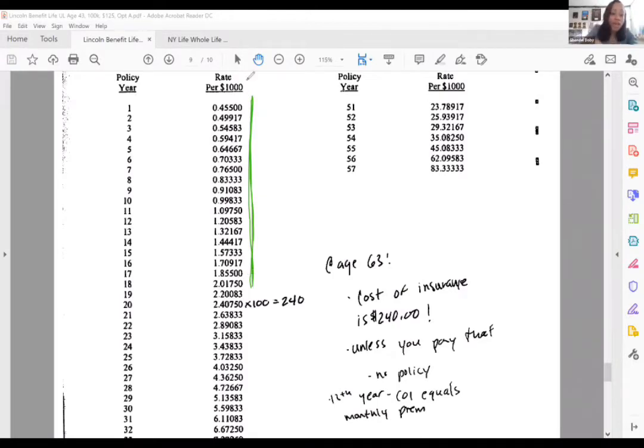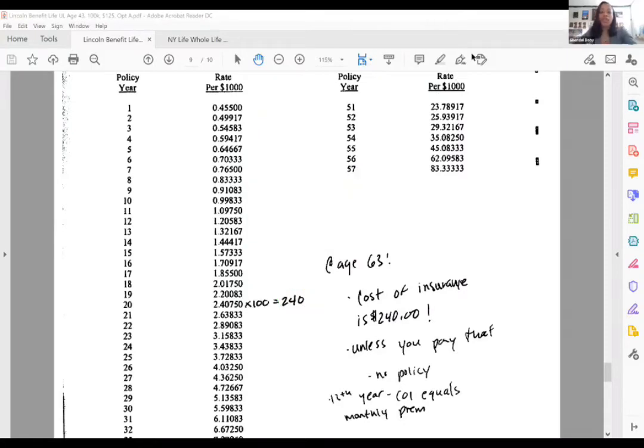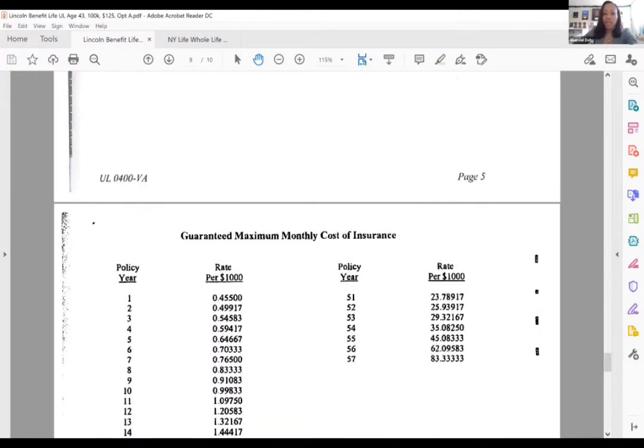But from when they started to by the time they get to 60, this person was 43 when they got it originally, their cost of insurance is going to be $240 when they were only sending the company $125 a month. So that means that unless they start paying more premiums, their policy is going to start to decrease in value and then eventually lapse. So this is really where you want to make sure that you're really good at explaining that.